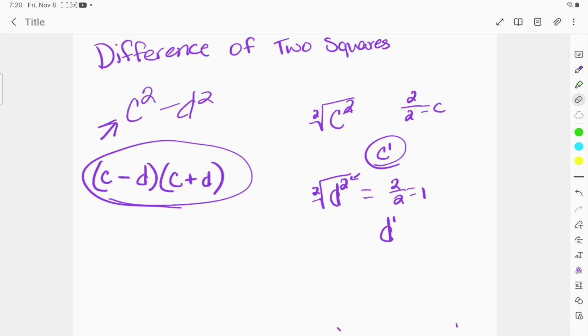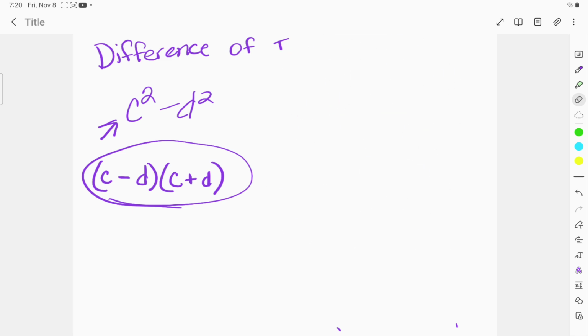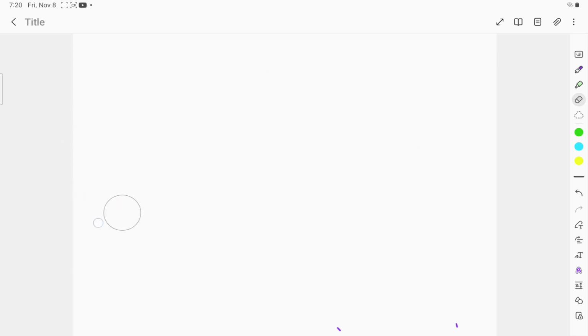Okay, I'll give you a second to finish writing that down. I guess you could pause the video. Okay, so we're going to do another one. 4c squared minus 9d squared.